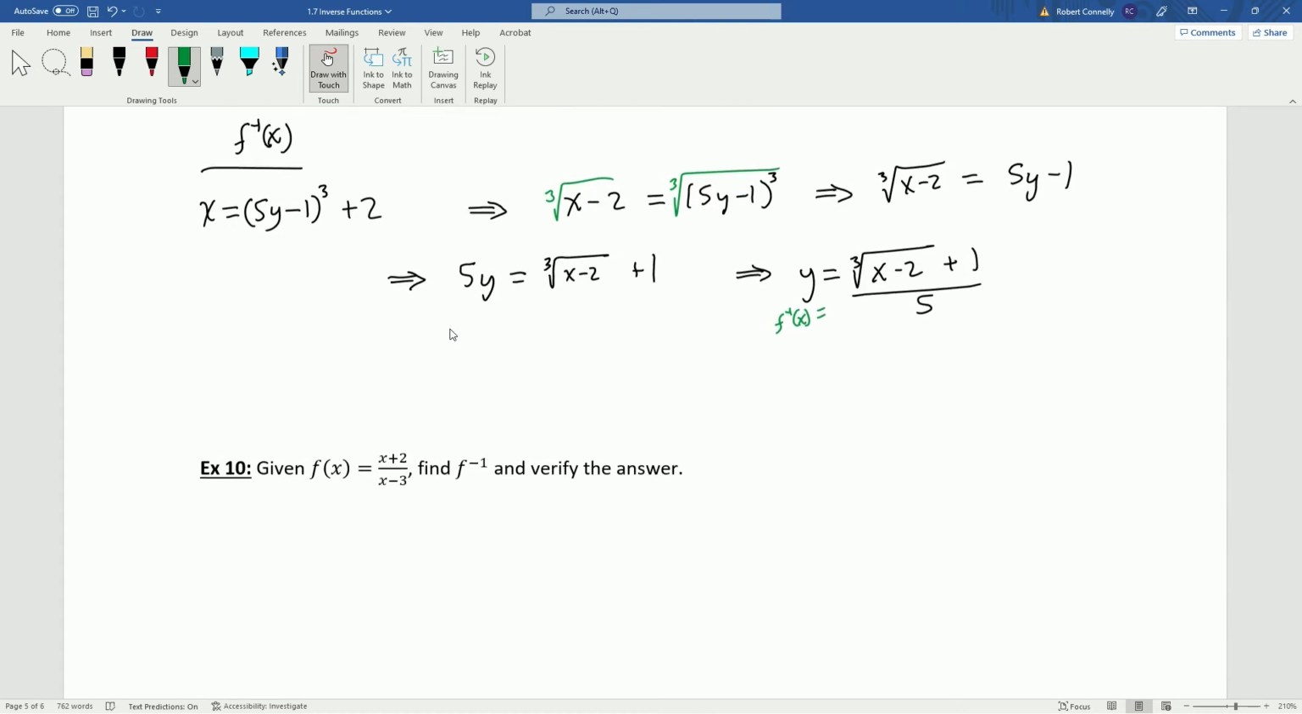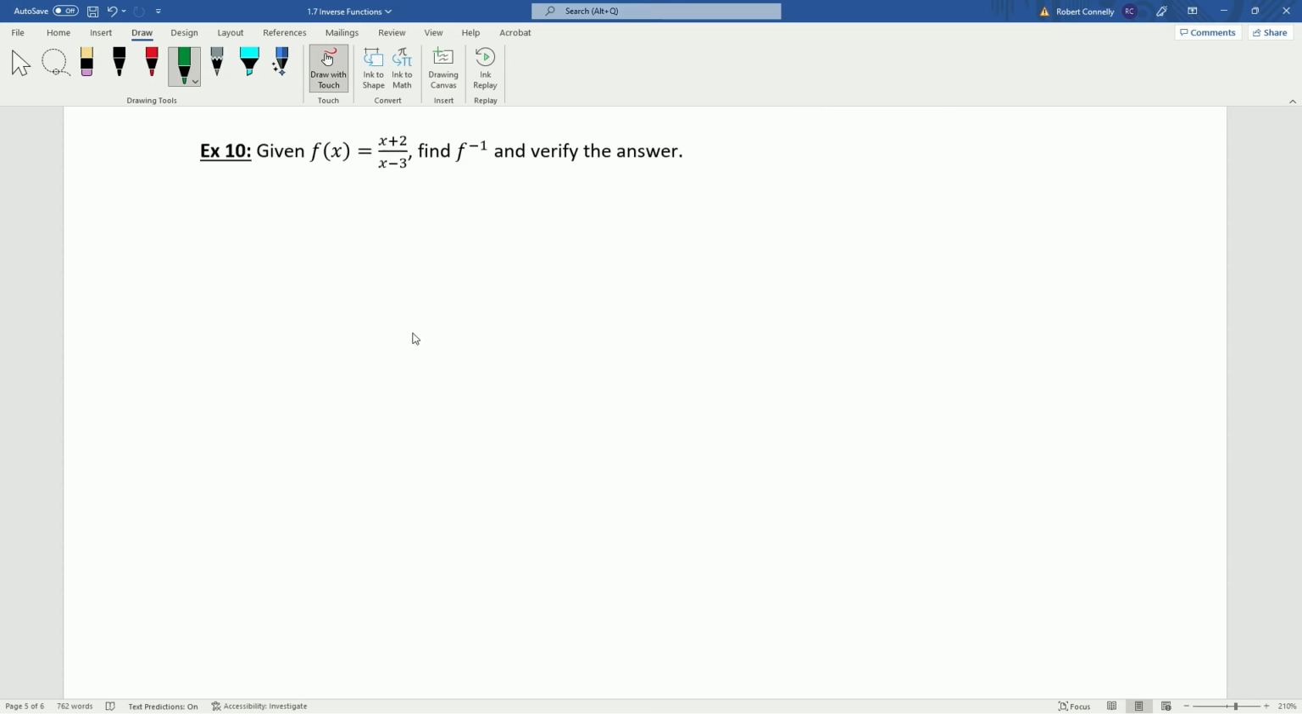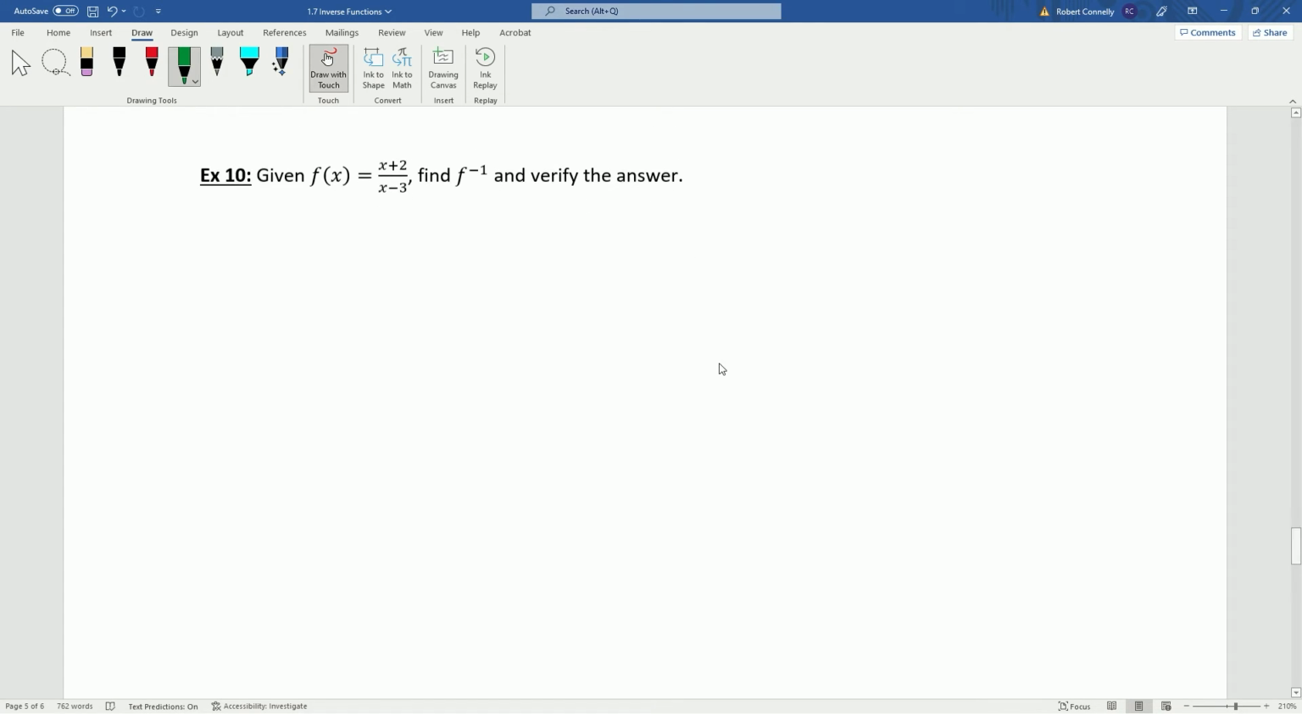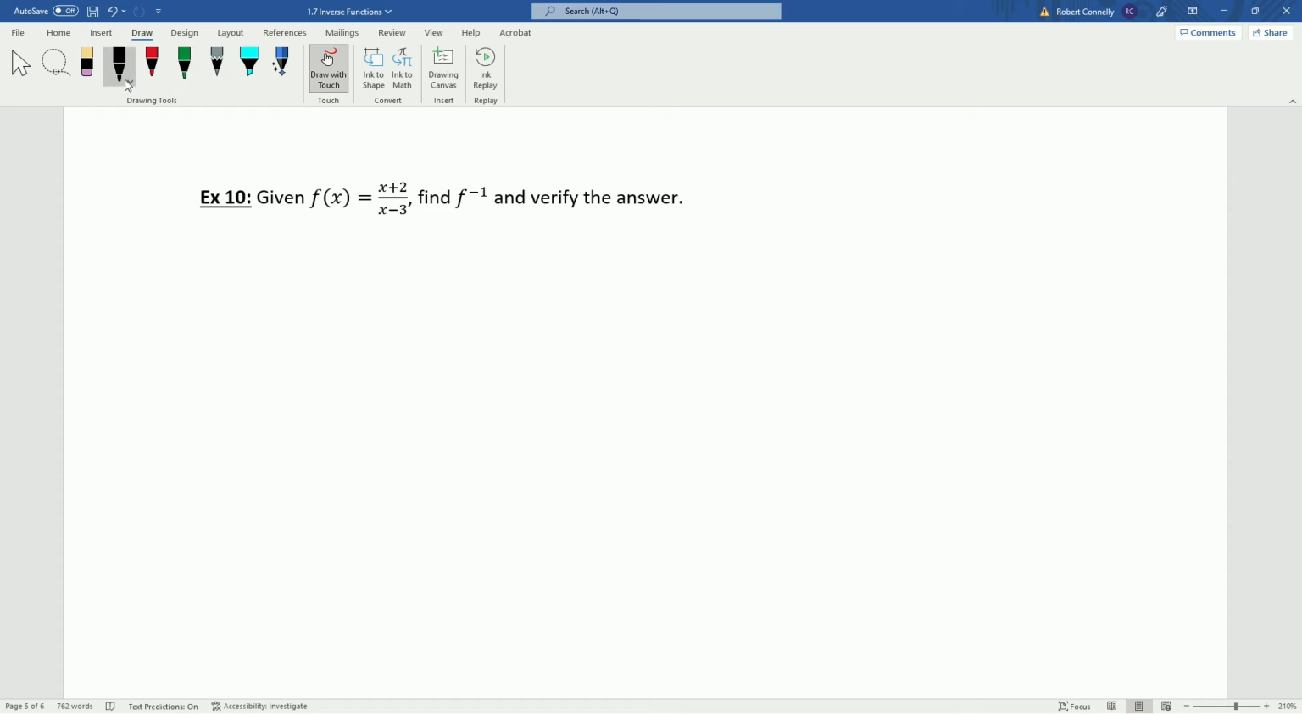All right, let's do one more of these types of problems here. Given f of x equals x plus 2 divided by x minus 3, find f inverse and verify the answer. So same approach here. Switch x and y. This is my y value. So this is x equals y plus 2 over y minus 3. Now solving this one for y is a little trickier.